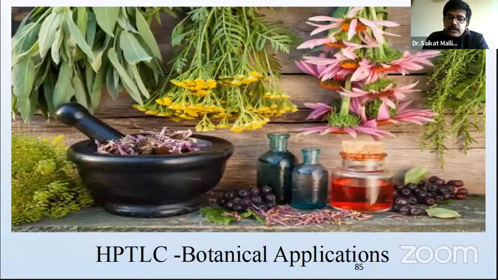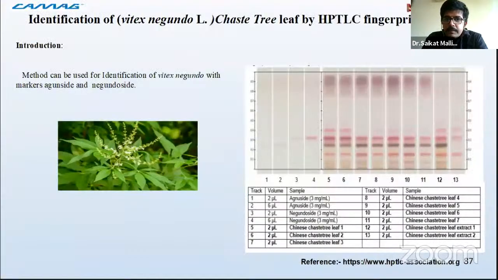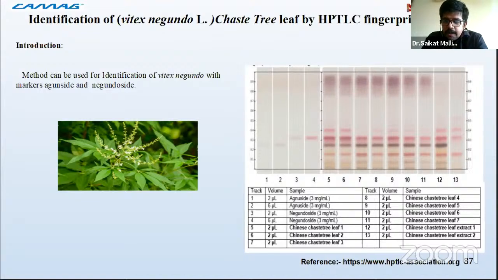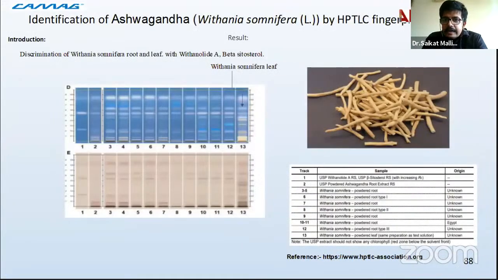Now let us move on to some of the botanical applications. This is about Vitex negundo. These two markers are being estimated, so we are establishing the quality of the herb. If I know that this marker has potential, then I can isolate it and prepare a formulation out of it, which will be a drug that can be very effective against a particular activity. And like that, this becomes an application.